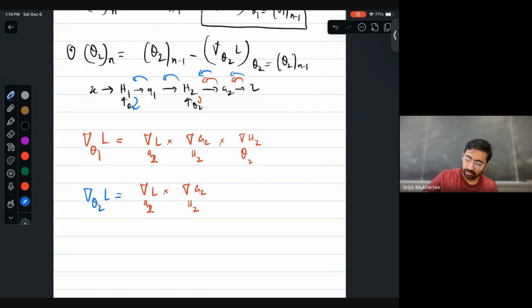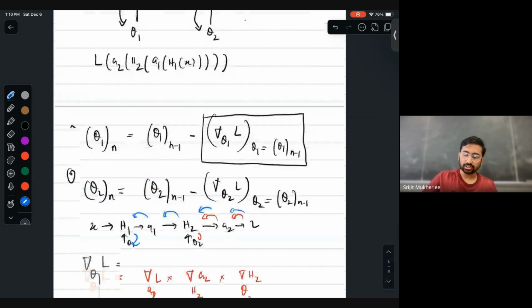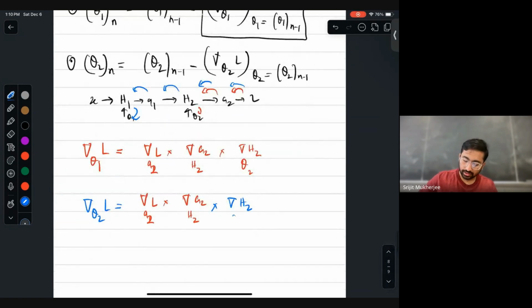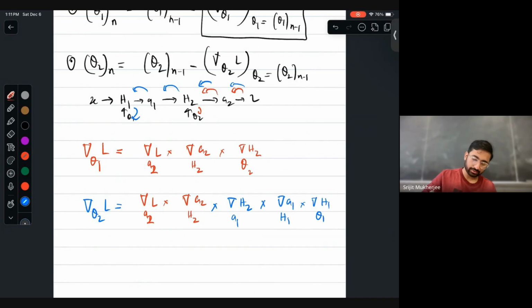But now the next part will be del H2. H2 is also a function of A1, right? A1 times del A1, H1 times del H1. Now theta 1 comes, right? So you save it up here. You save this thing up here. And this is new, so you do not do this again. You save it up. Okay? That's why it's so beautiful.